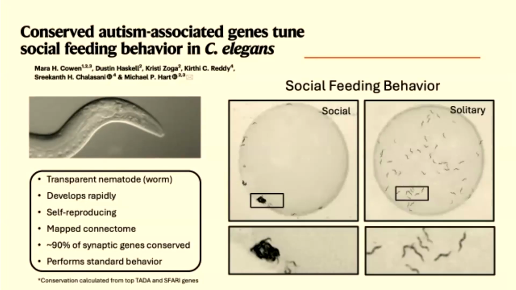What I'm showing you here, this black circle, is actually a group of worms, and these individual squiggles are individual worms. You can see very clearly from this image that social worms are together and solitary worms are spread out on the plate.